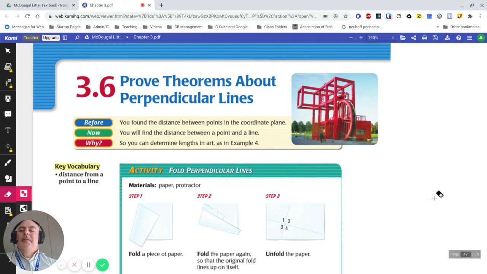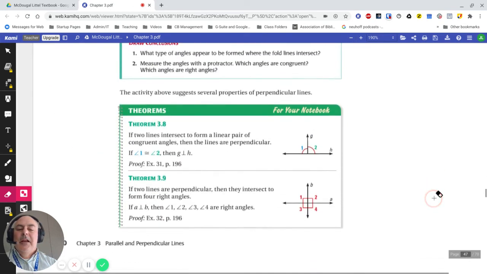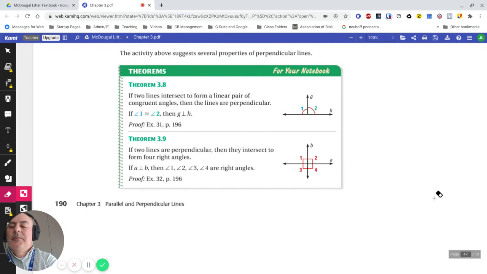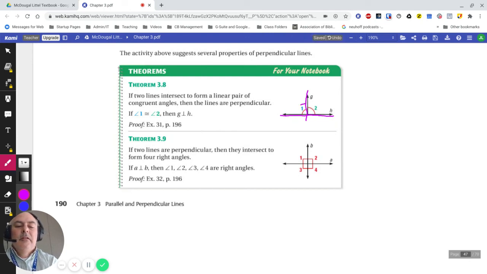Okay, we're wrapping up Chapter 3 with Lesson 6, and now we're going to be looking specifically at theorems about perpendicular lines. So the first theorem says 2 lines are perpendicular if these 2 angles are equal. The reason I know that to be true is that these form a linear pair, which means they add up to 180 degrees. If they're equal, they both have to be 90 degrees. If they're 90 degrees, they're right angles, which means the lines are perpendicular.